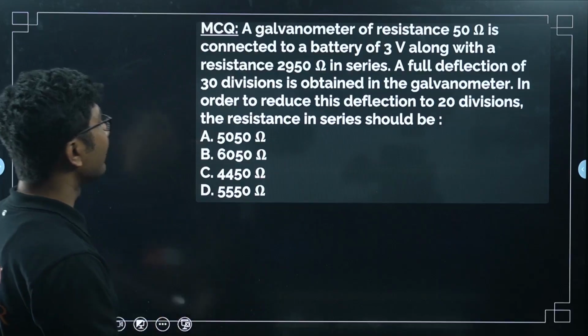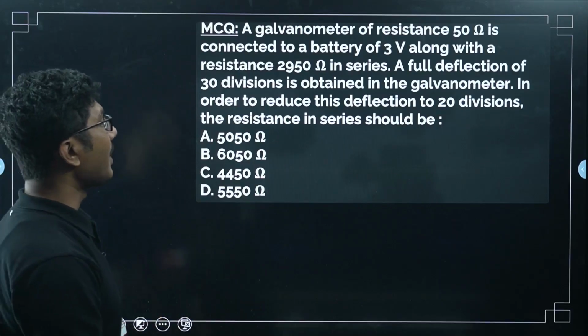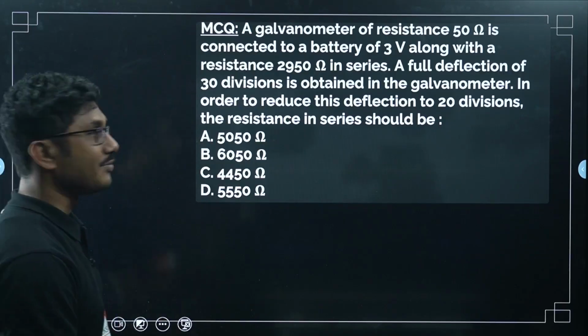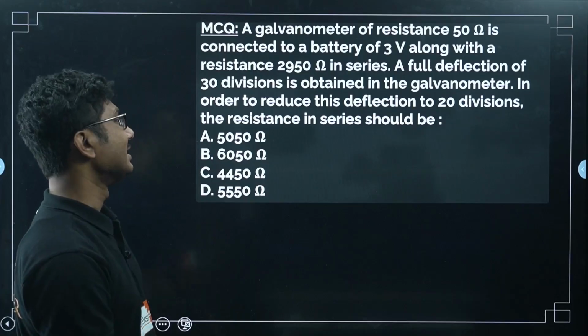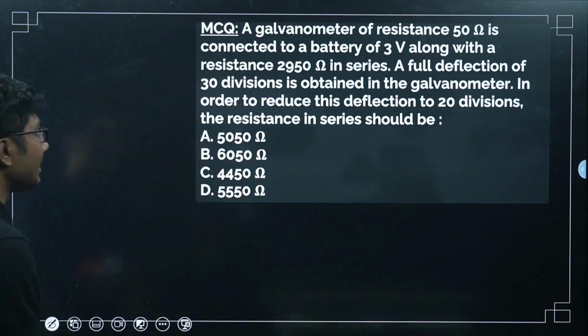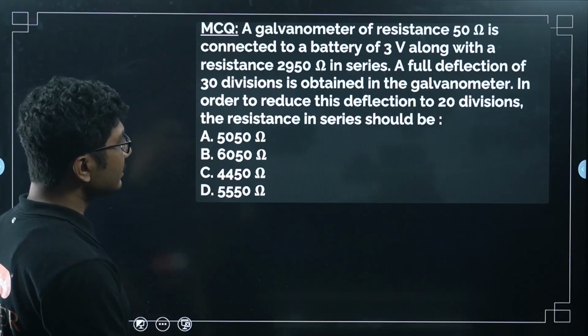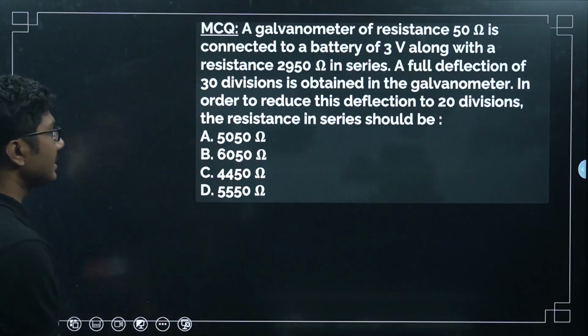A galvanometer of resistance 50 ohm is connected to a battery of 3 volt along with a resistance of 2950 ohm in series. A full deflection of 30 divisions is obtained in the galvanometer. In order to reduce this deflection to 20 divisions, the resistance in series should be.